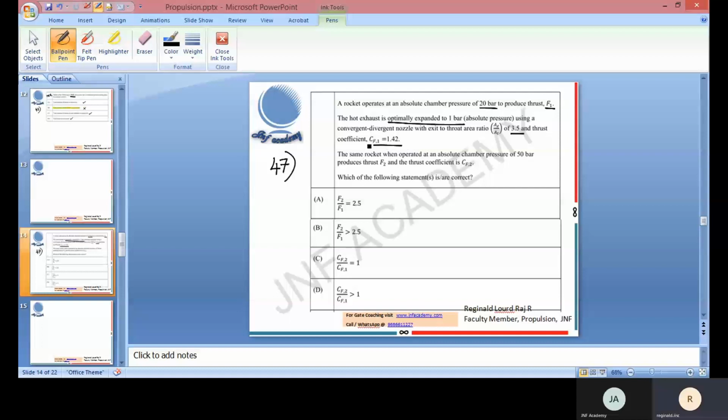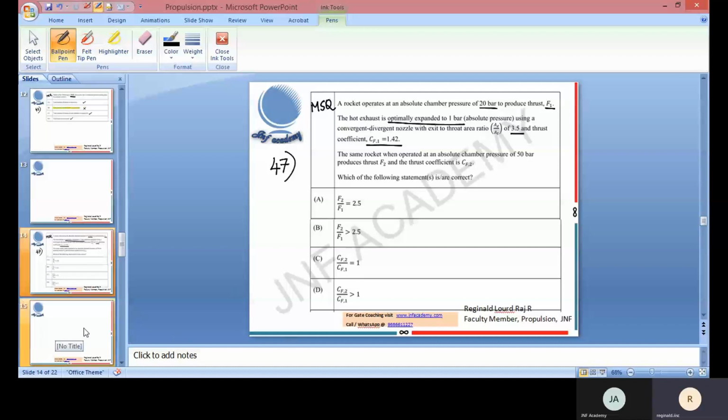Now the same rocket, when operated at an absolute chamber pressure of 50 bar, produces a thrust of F2 with the thrust coefficient of CF2. Which of the following statements is or are correct? It's a multiple select question, so more than one answer could be marked, must be marked in fact. F2 by F1 is equal to 2.5. CF2 by CF1 is equal to 1. F2 by F1 is greater than 2.5. CF2 by CF1 is greater than 1. Let's try to answer this question.